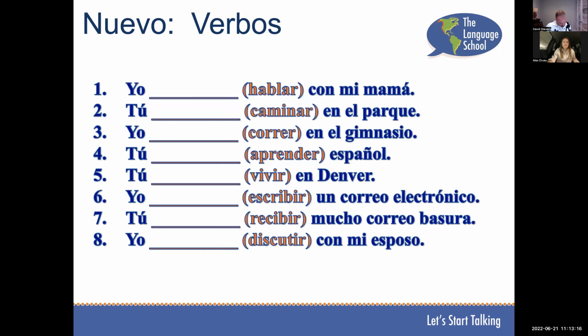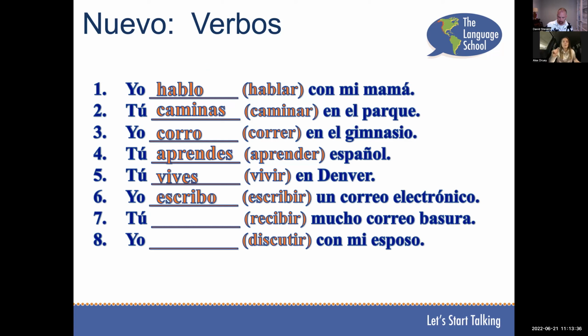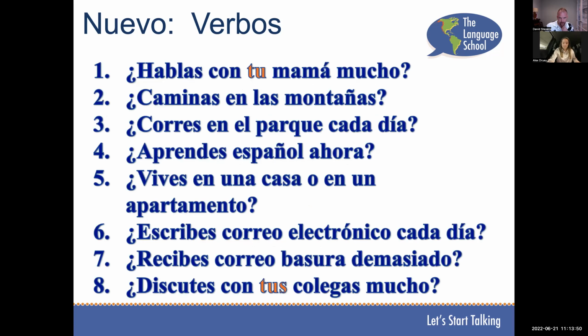Number one. Yo hablo con mi mamá. Tú caminas en el parque. Yo corro en el gimnasio. Tú aprendes español. Tú vives en Denver. Yo escribo un correo electrónico. Tú recibes mucho correo basura. Yo discuto con mi esposo. Perfecto.